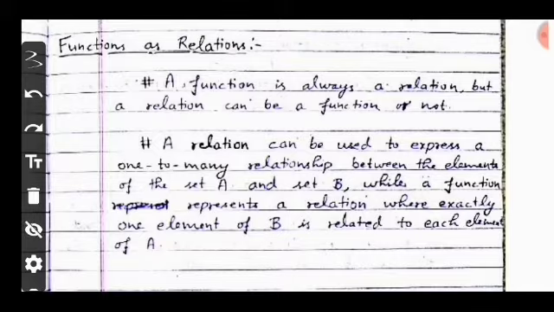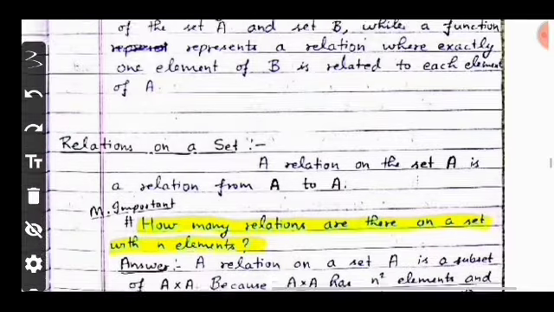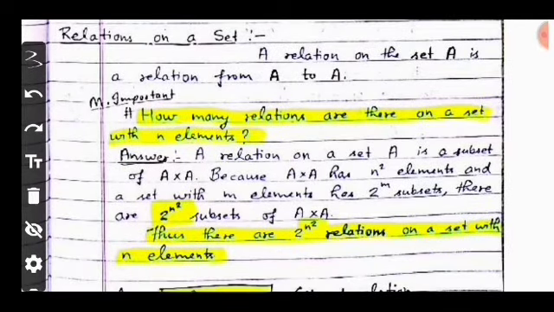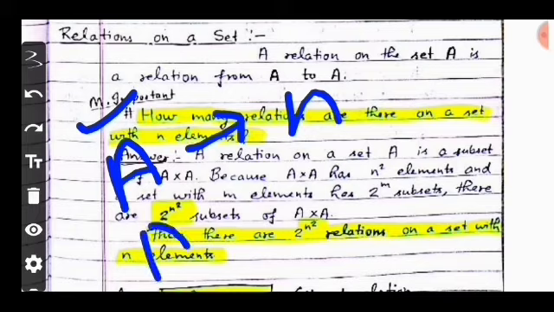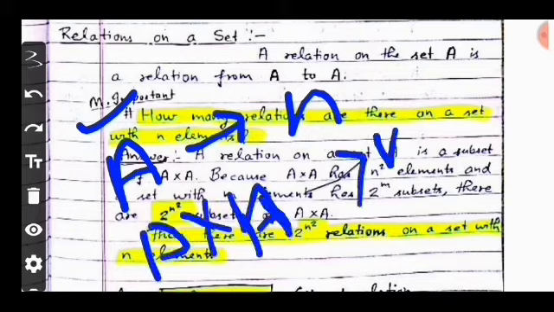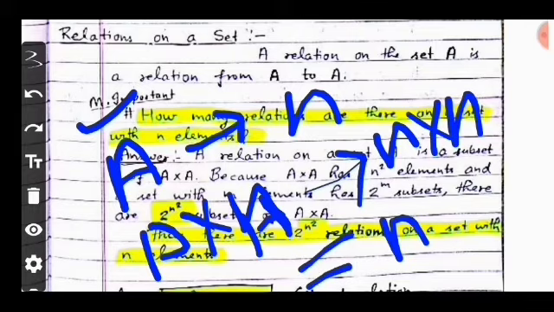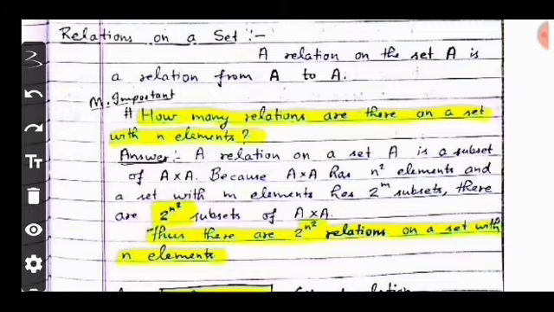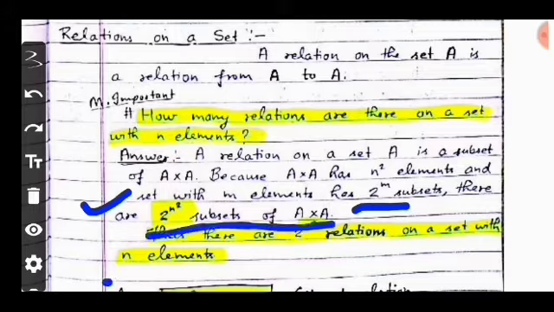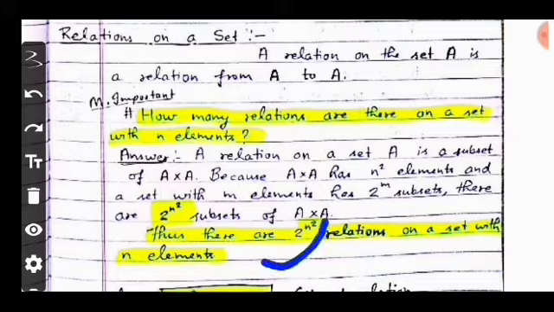Now move on. Very important point is relation on a set. A relation on a set A is a relation from A to A. So here our most important question is how many relations are there on a set with n elements. The answer is that a relation on a set A is a subset of A x A, and A x A has n x n elements, that is n squared. A set with m elements has 2 to the power m subsets. So there are 2 to the power n squared subsets of A x A. Thus we say that the total number of relations on a set with n elements is 2 to the power n squared.